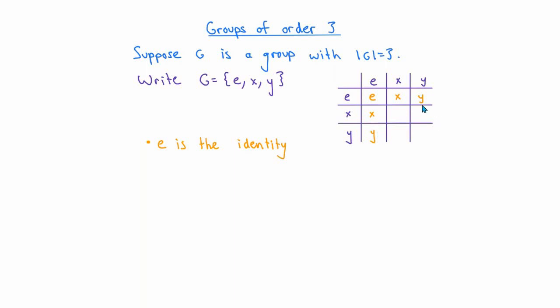Next, let's try to see what we can say about what XY could possibly be. If XY were equal to Y, then because of the cancellation law that we talked about in the previous video, it would force X to be the identity.